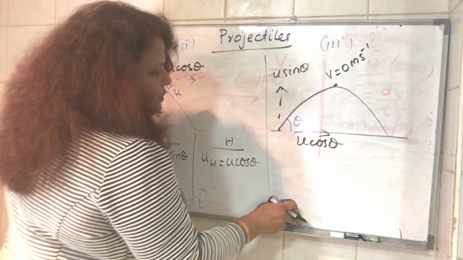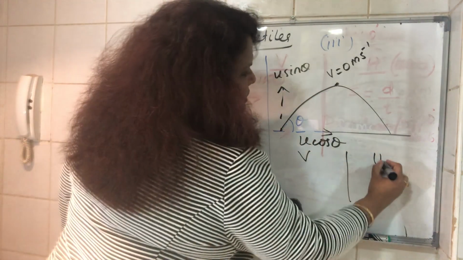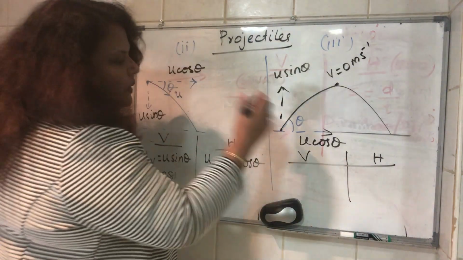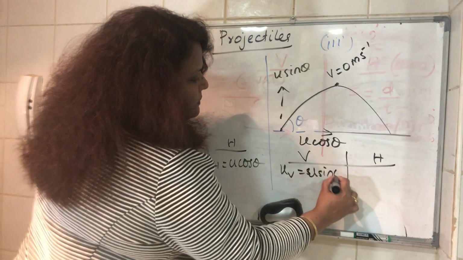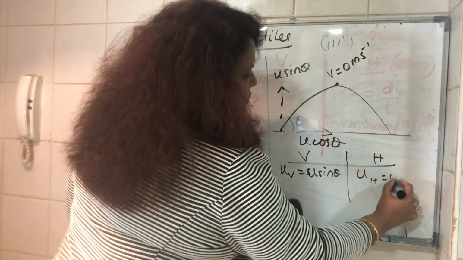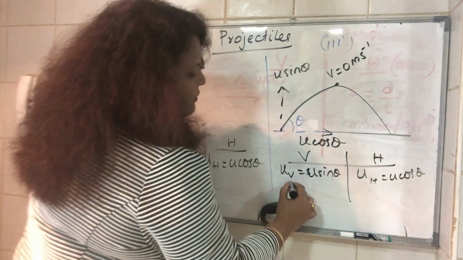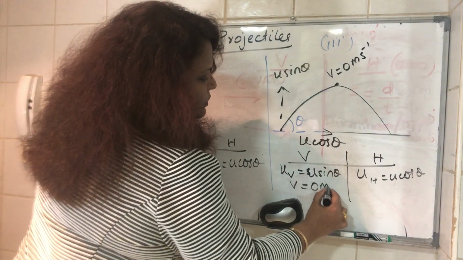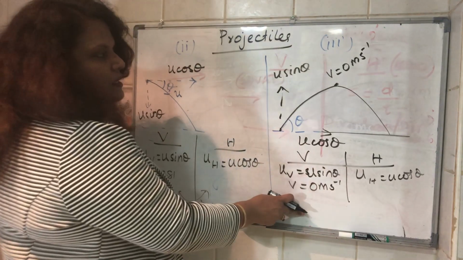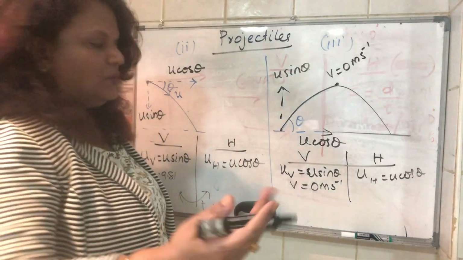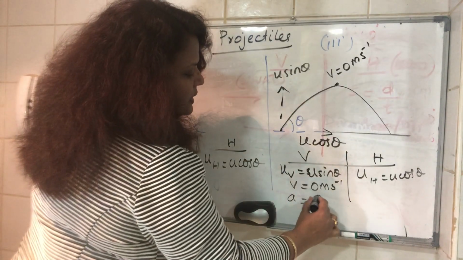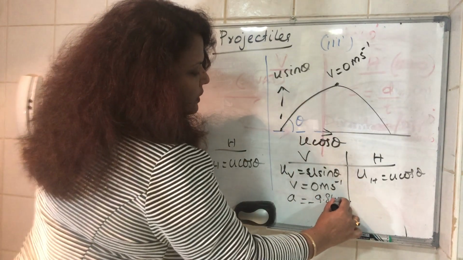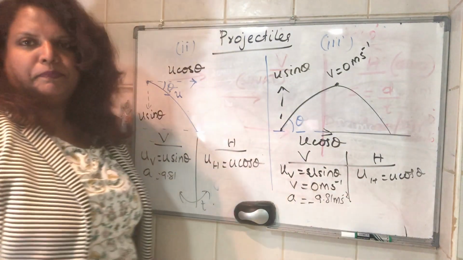So here when you write vertical and horizontal, you already have a few values. u vertical is u sin theta, u horizontal is u cos theta, v is equal to 0 meters per second. The final speed is 0. So that's known to you. What about a? Will it be plus? See, it's going against gravity, so we take that as minus 9.81 meters per second squared.